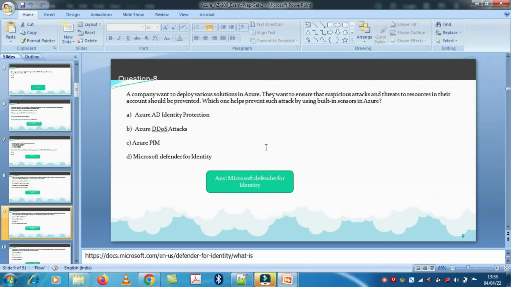Okay, moving to the next question. A company wants to deploy various solutions in Azure. They want to ensure that suspicious attacks and threats to the resources in their account are prevented. Which one helps prevent such attacks by using a built-in sensor in Azure? It's pretty simple. As I told you, if you read the definition of Microsoft Defender for Identity, any kind of attack you want to prevent using a built-in sensor in Azure. Remember this particular word, built-in sensor. The answer is Microsoft Defender for Identity. Other things, you can go and get the definitions of all of these.